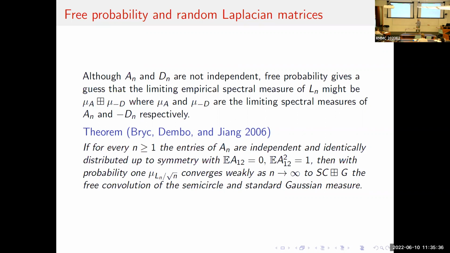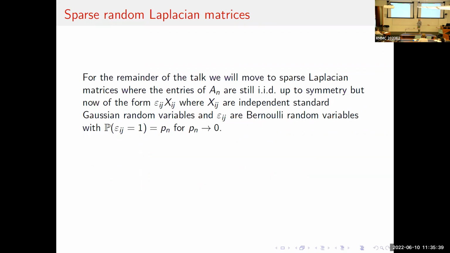And so we're going to be looking at these Laplacian models, but now they're going to be sparse. What I mean by that is the entries are still going to be IID up to symmetry, but now they're going to be of the form epsilon ij times xij, where the xij are independent standard Gaussians up to symmetry, and the epsilon ij's are Bernoullis, where the probability of being 1 is some pn going to 0 as n goes to infinity. So we're just taking a GOE matrix and deleting entries. We look at a particular entry and flip a coin. If it's heads, with probability pn, we keep it. If it's tails, we delete it. And then we're deleting a single entry with higher and higher probability.